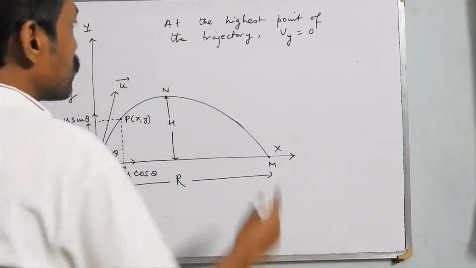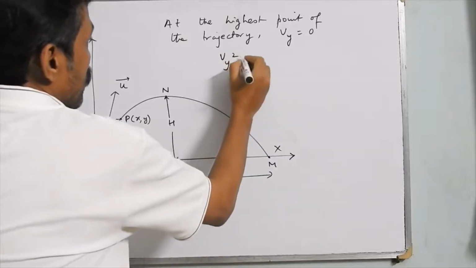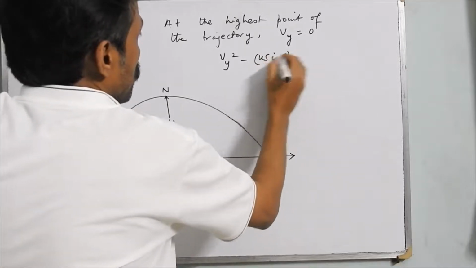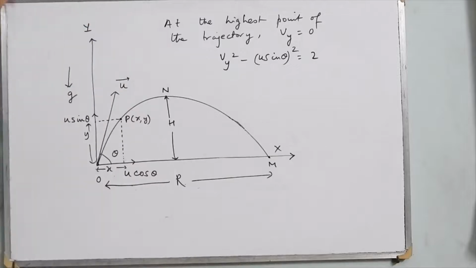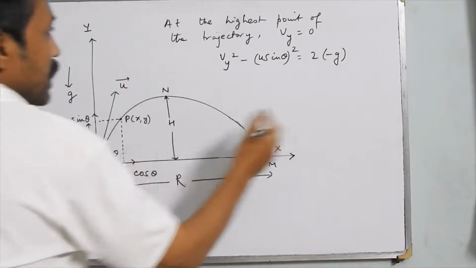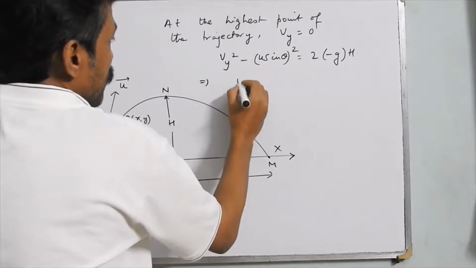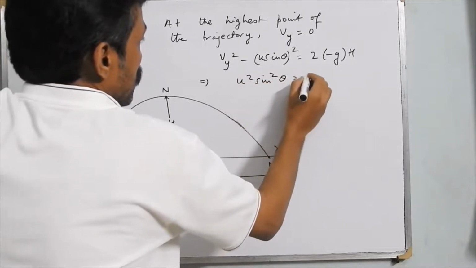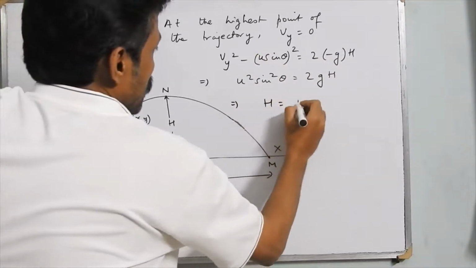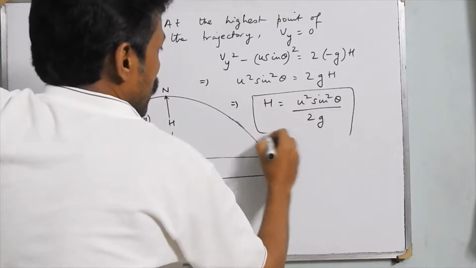With respect to the vertical velocity, if I use the equation v square minus u square is 2as, I will write Vy square minus the initial vertical velocity u sin theta, whole square, is 2 into minus g into the maximum height h, because g acts opposite to the direction of motion. At this point Vy is 0, so u square sin square theta is 2gh after cancelling the negative sign from both sides. So the maximum height will be u square sin square theta by 2g. This is the formula for the maximum height.